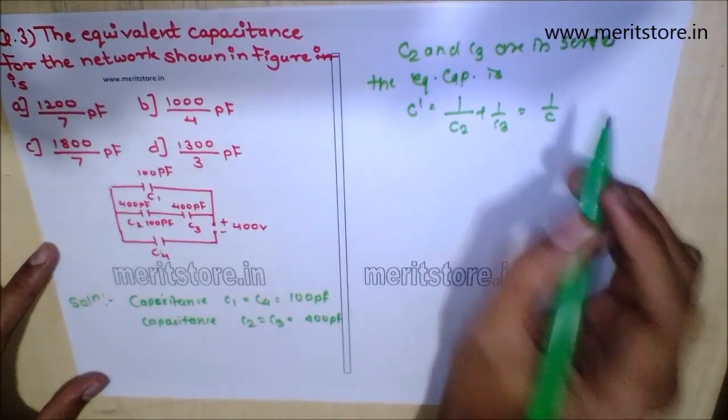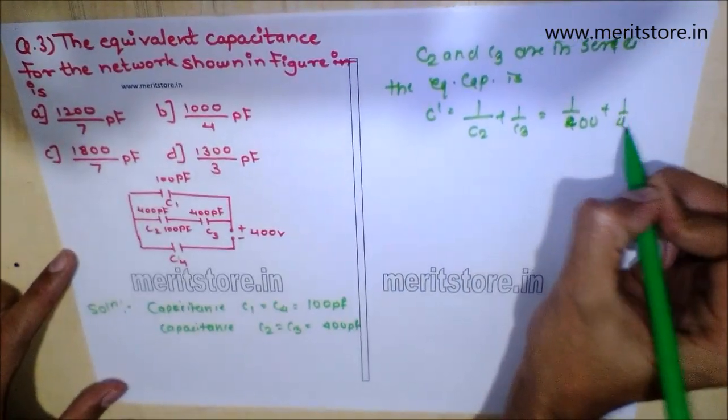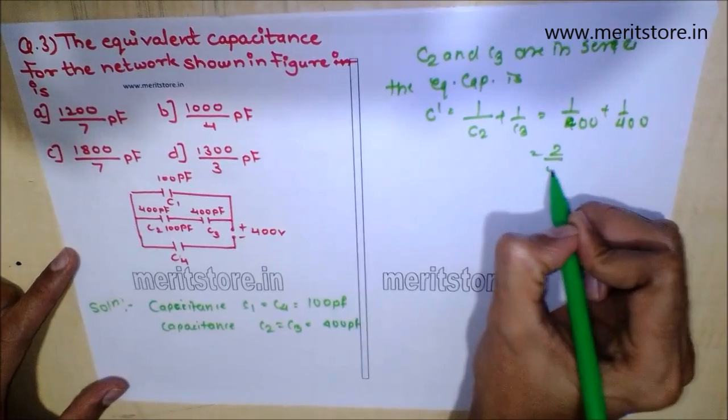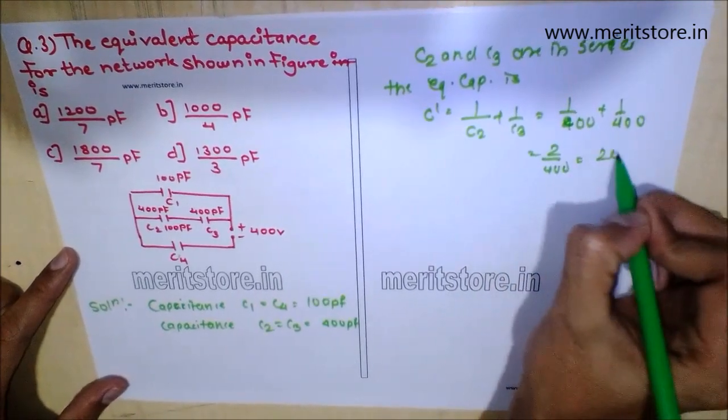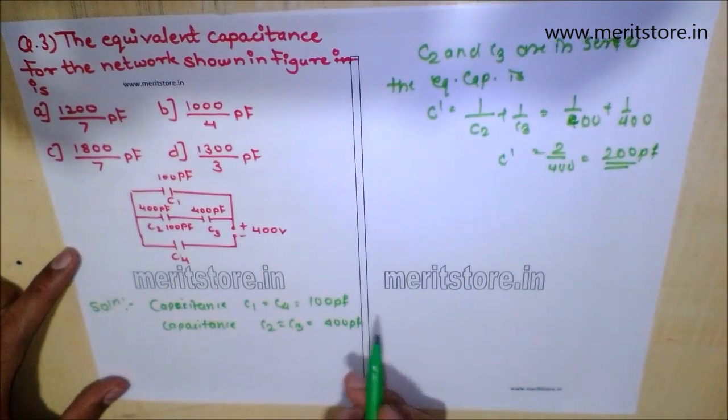That will be 1 upon C2 is 400 plus 1 upon 400, that gives you 2 upon 400, that is around 200 picofarad. Okay, so C prime is equal to 200 picofarads.